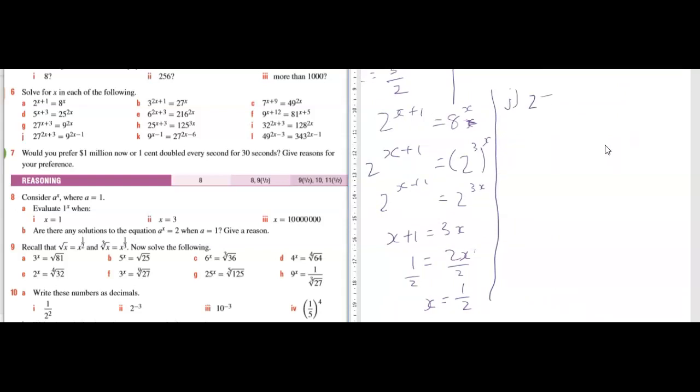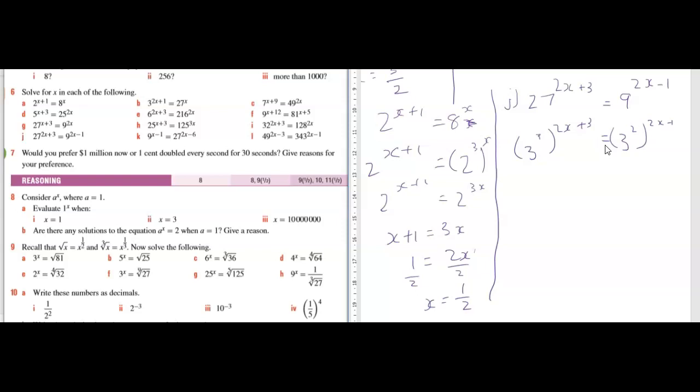what do we got? 27^(2x+3) is equal to 9^(2x-1). So again, I need to write them to the same base. So I'm going to write 27 as 3 to the power of 3, and that's 2x plus 3. And then 9 is written as 3 squared, 2x minus 1.